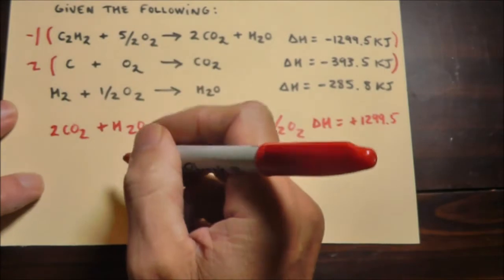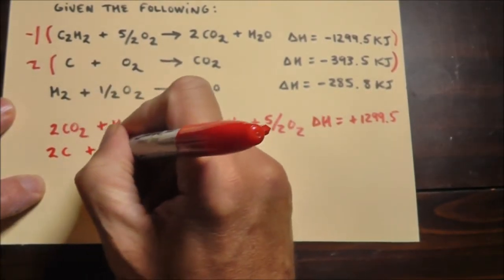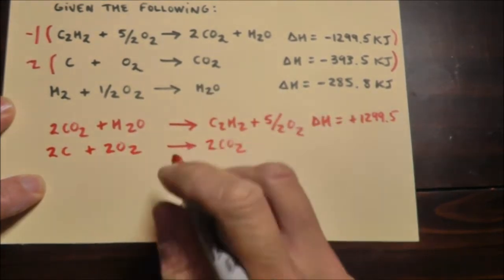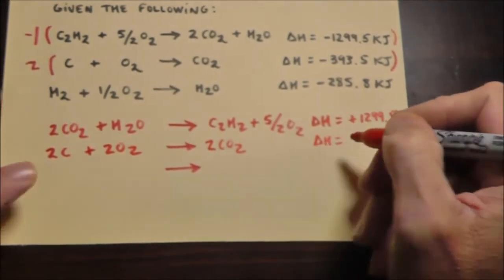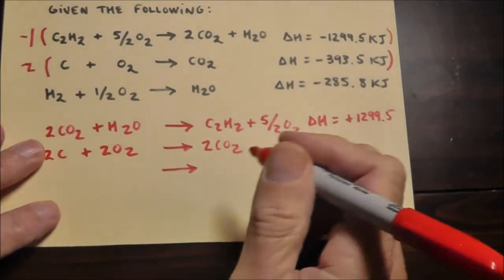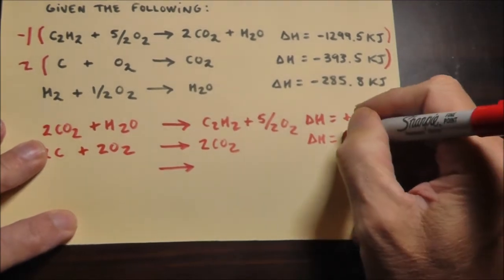The second one I'm going to have multiplied by 2, so 2C plus 2O2 goes to make 2CO2. And the delta H is going to be doubled from 393.5. 393.5 times 2. It doesn't change sign because I didn't flip anything. So that's going to be positive 787 over here.